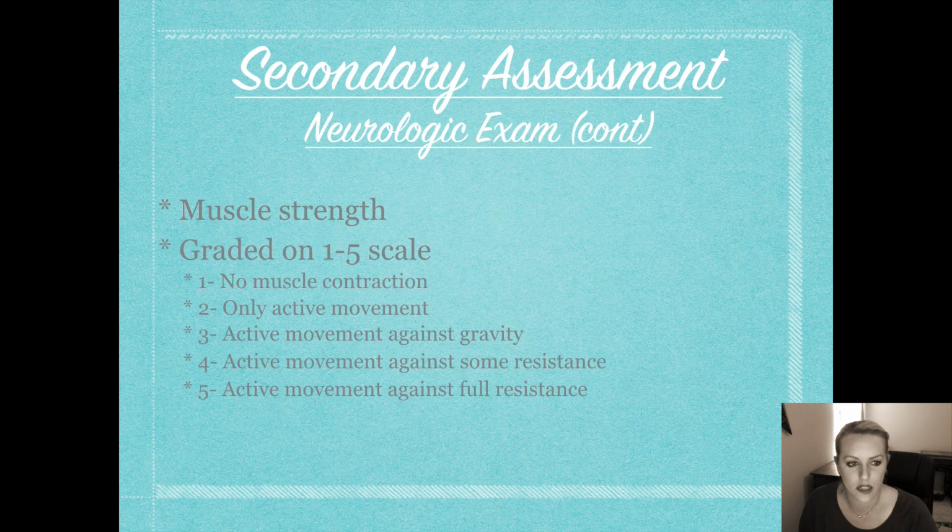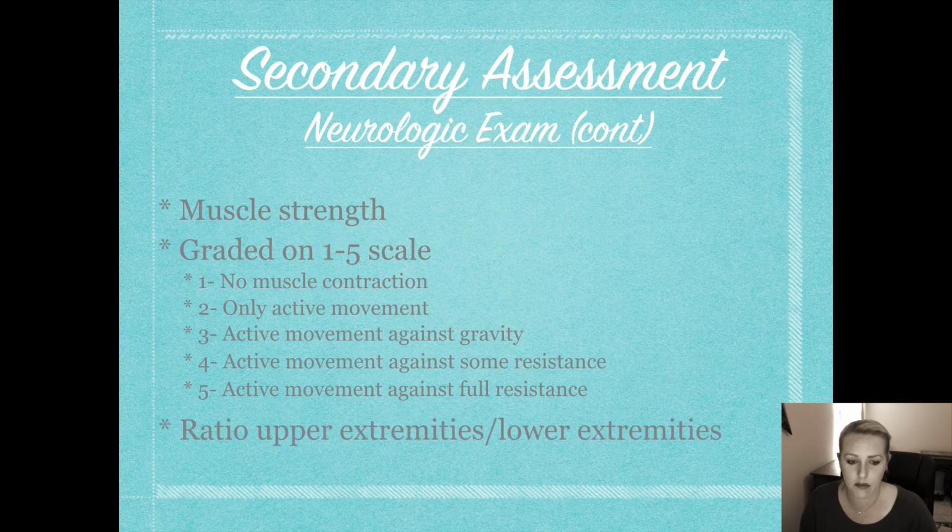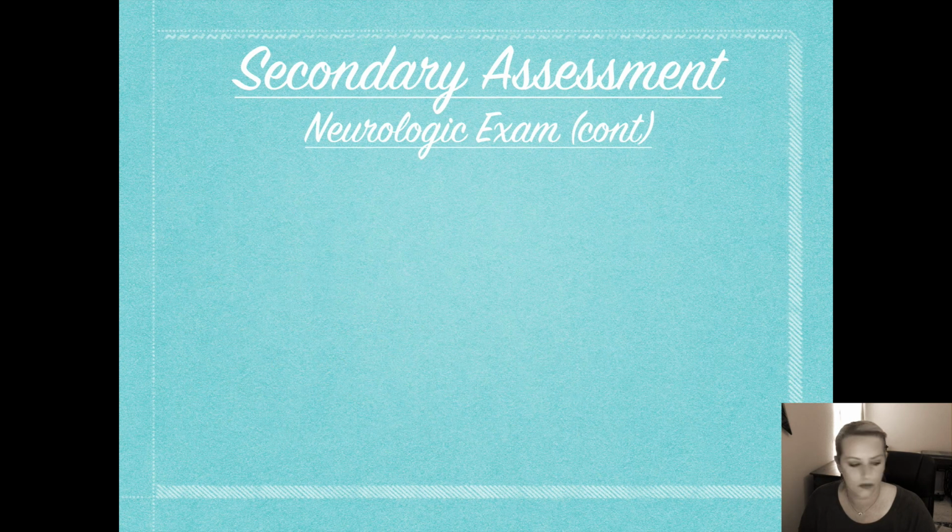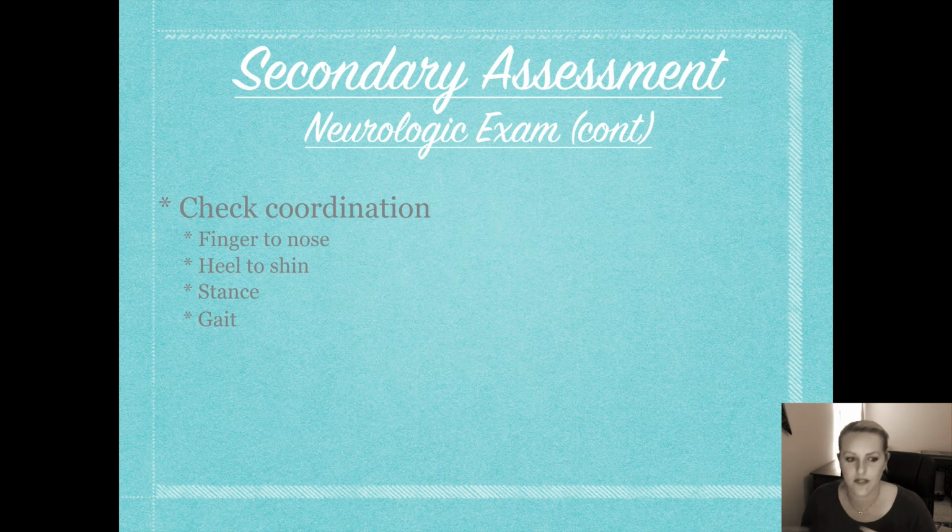Also checking muscle strength. This is graded on a 1 to 5 scale. And it's going to be a ratio of the upper extremities to lower extremities. So they could have a 4/5. So 4 strength up top, 5 on the bottom. We want to check finger coordination. Check coordination altogether. Again, this is the finger to nose. You can also have them take their heel and move it along the shin of the opposite leg. If they're able to stand, ask them to, and also watch their gait or how they walk.